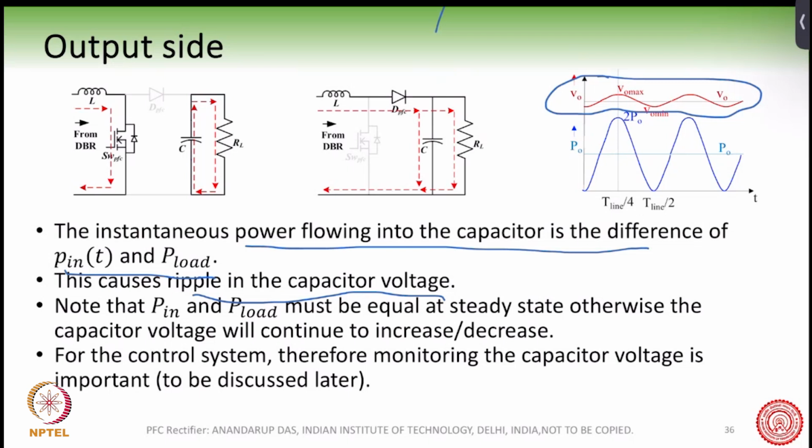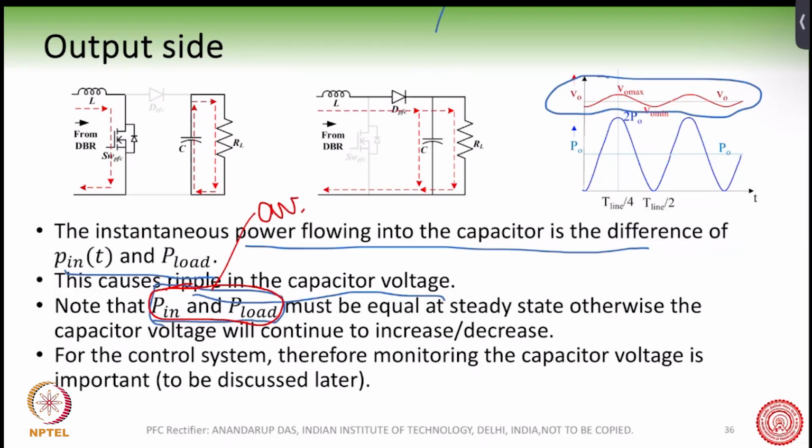Again, as I told you, these are the average values. Let me take a different color. These two powers are the average values. Average P in and average P load must be equal at steady state, because otherwise you are going to continuously increase or decrease the capacitor voltage.